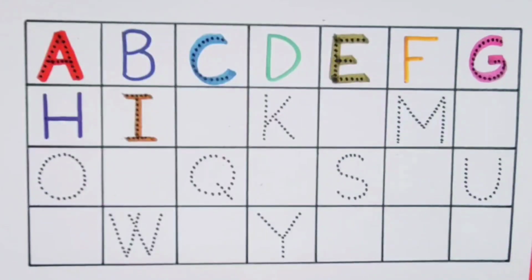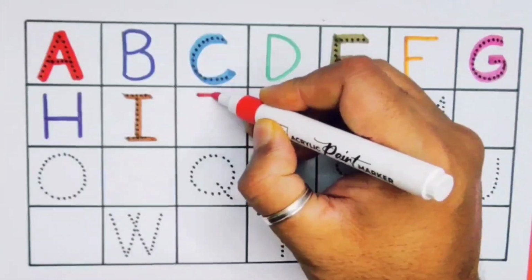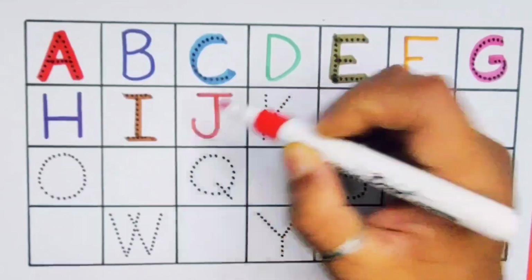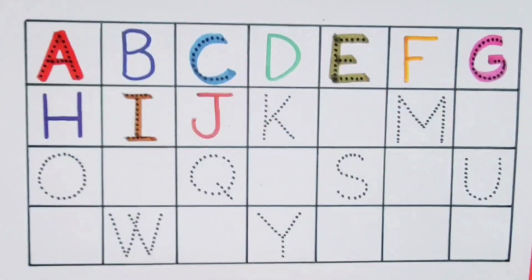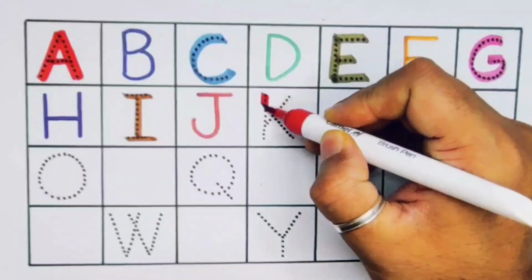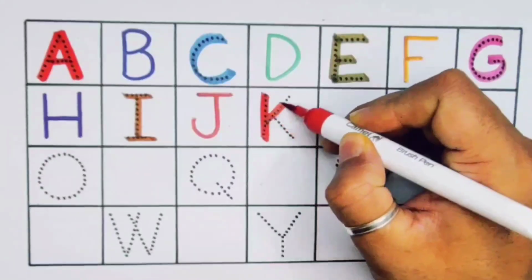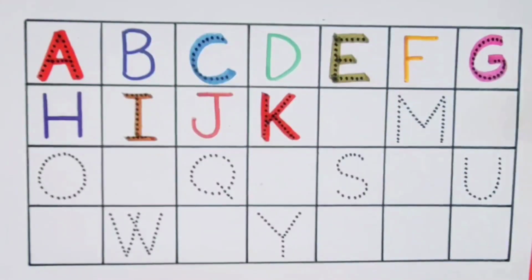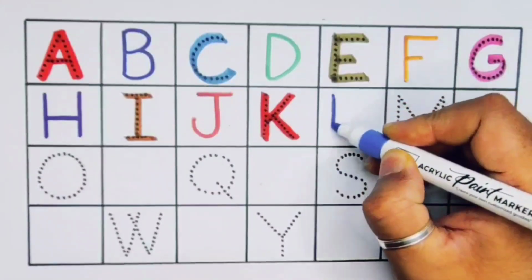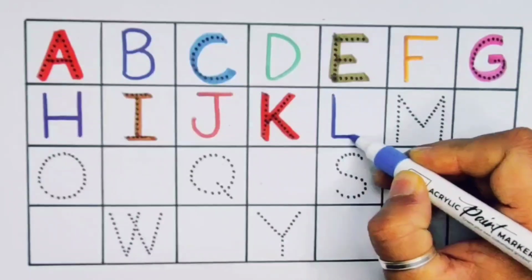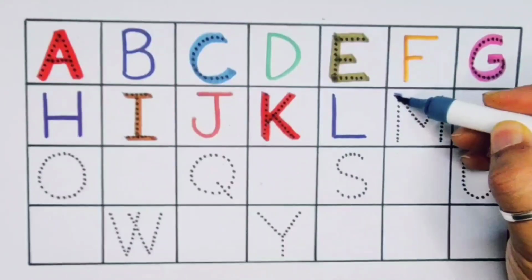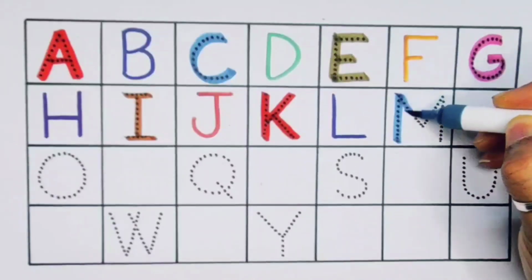Next kids, J for jam. Next K for king. Next kids, L for lion. Next M for moon.